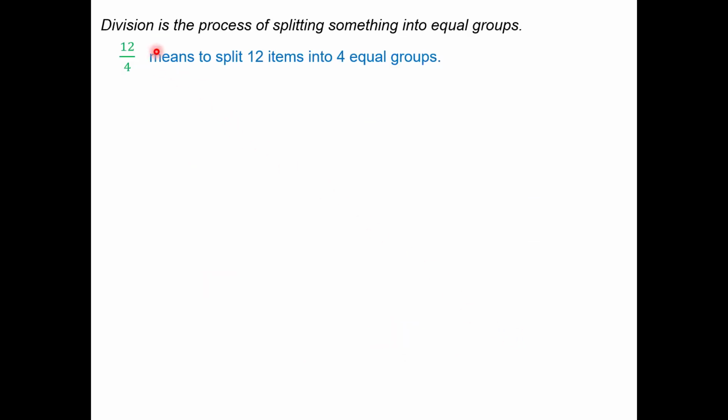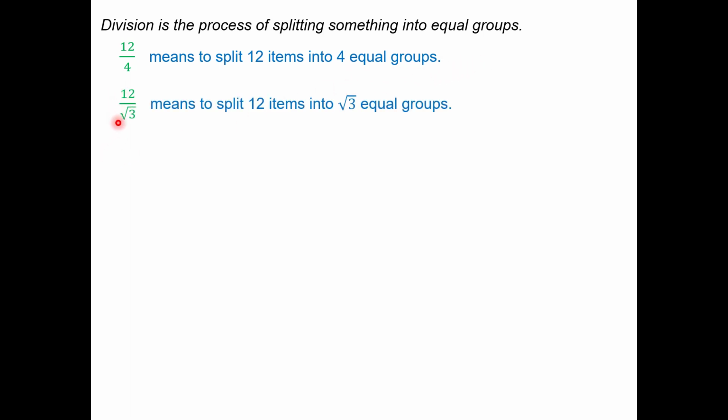So division now, we just talked about multiplication. Let's go to division, which is the process of splitting something into equal groups. So let's start with nice numbers. 12 divided by 4 means that we're splitting 12 items into 4 equal groups. So if I had 12 of something and I wanted to split it into 4 groups, we know that that would be 3 in each group.